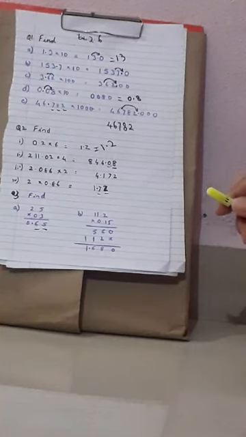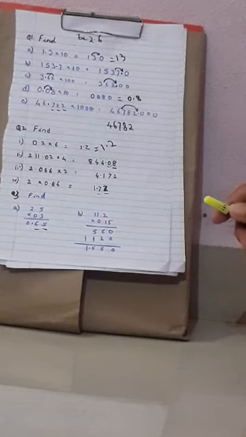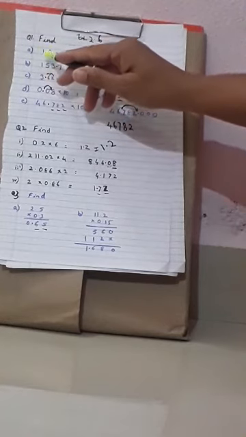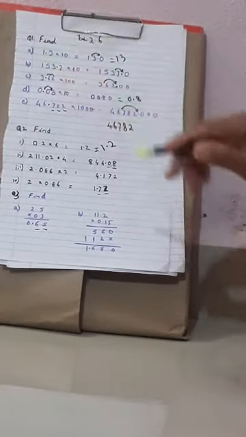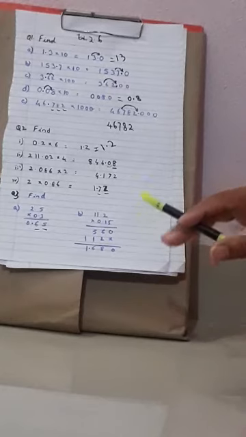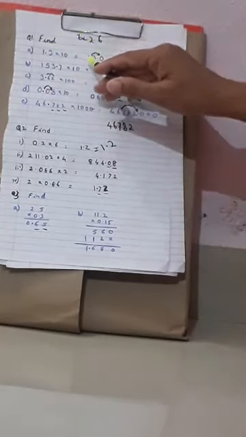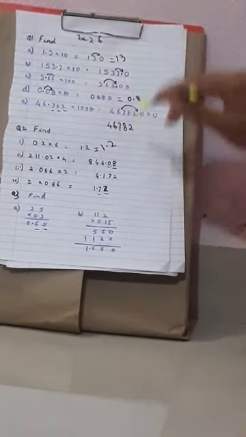Students, let's start with exercise 2.6. Question number 1, find. Now students, what did you have to find? Question number 1, A, 1.3 into 10. So consider there is no decimal point. So 13 into 10, 130 you will get.